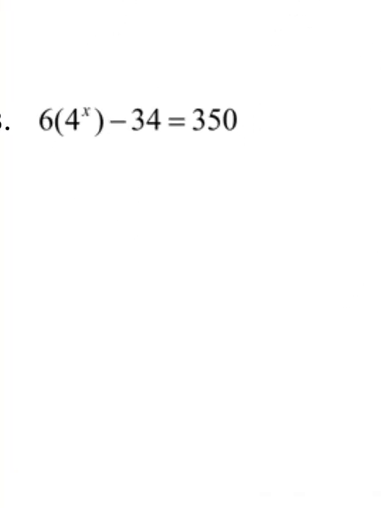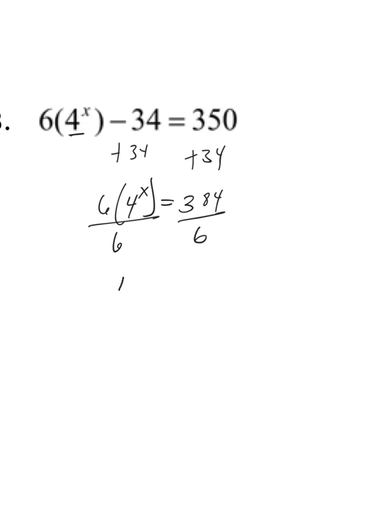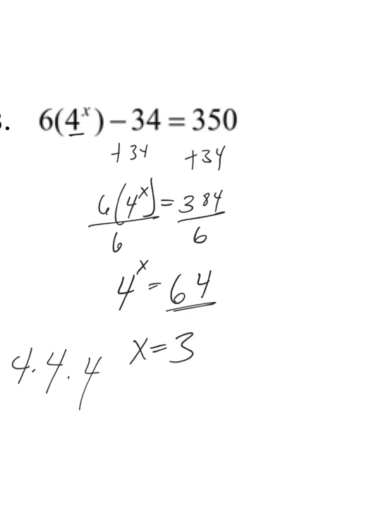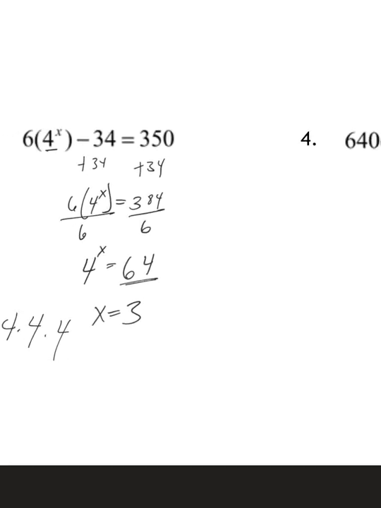For number 3, if I want to isolate my power, the first thing I'm going to do is add 34 to both sides. Then I'm going to divide both sides by 6. And then I ask myself what power of 4 gives me 64. 4 times 4 is 16, times 4 is 64. So x must be 3. If I multiply 4 by itself 3 times, I will get 64.